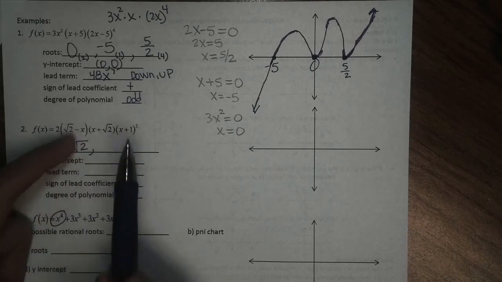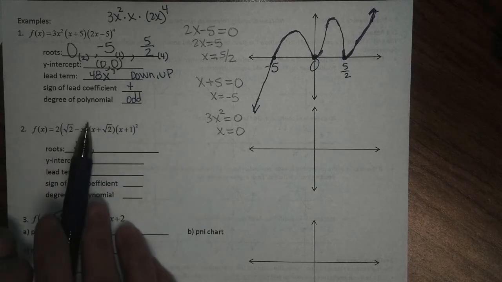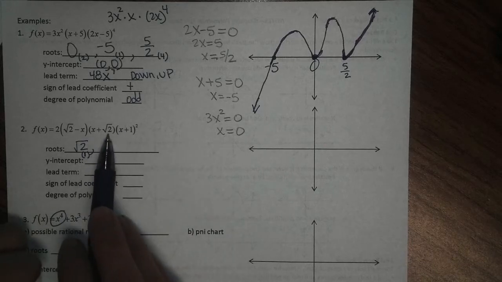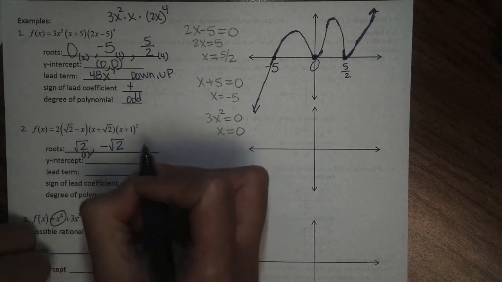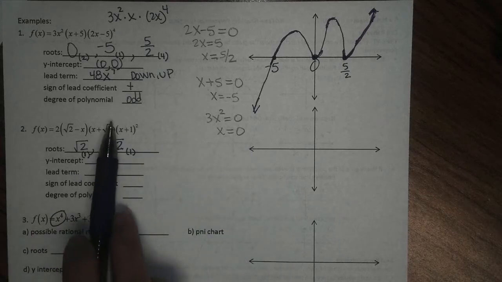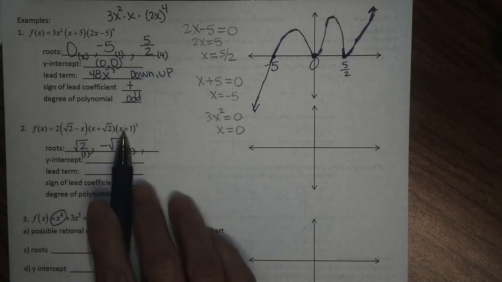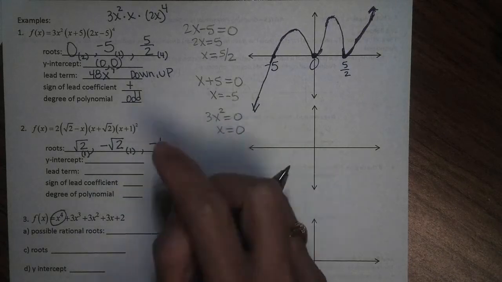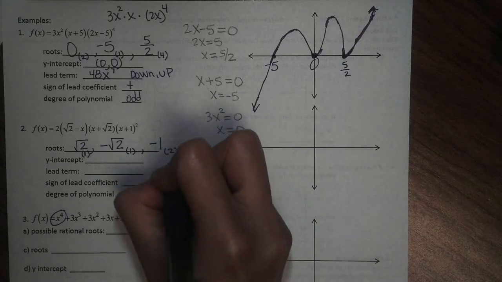Next root, x. Oh, and don't forget to put the little baby 1, because the square root of 2 minus x is raised to the first power, so that's the multiplicity, 1. x plus the square root of 2, set that equal to 0. That's going to give you negative square root of 2. Again with the little baby 1, because that factor is being raised to the first power, so that's its multiplicity. Finally, x plus 1, set that equal to 0, that would be -1. That factor is being raised to the second power, so that's its multiplicity.